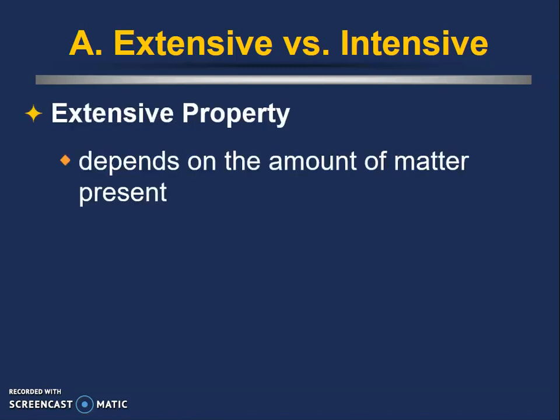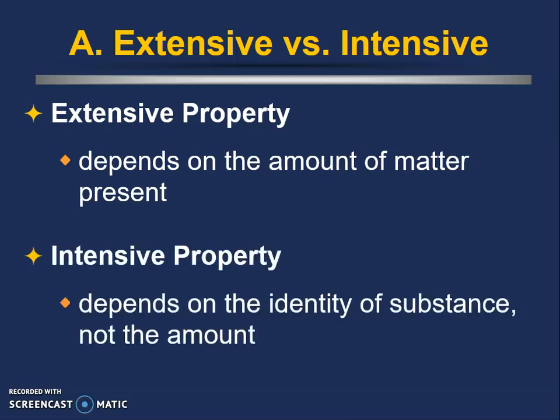Extensive property. It starts with that prefix ex, E-X. Okay, which means to exit or the outer. So this is a property that is outside of the identity of the matter. Okay, so it depends on the amount of matter that is present. Okay, it depends on how much is there.